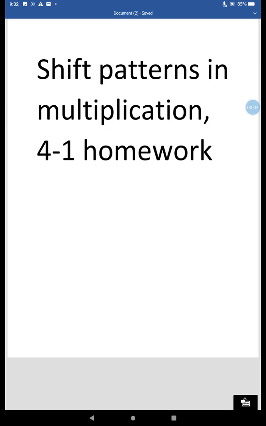We have wrapped up our study of fractions that we've been studying for just about the past month and a half. And now today we're going to be jumping into a new unit of multiplication. Today we're going to be looking at some patterns in multiplication that we call shift patterns. And this goes along with the homework labeled 4.1 homework. All right, let's jump into it.